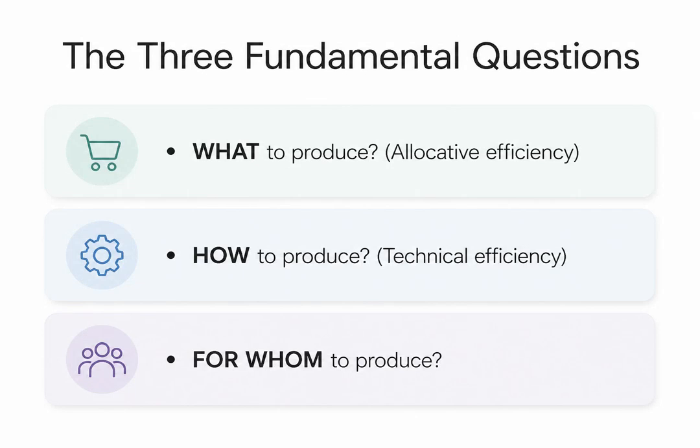Because resources are scarce, every society and economic agent must answer three basic questions. First, what should we produce? This is about allocative efficiency. Second, how should we produce it? This deals with technical efficiency and methods. And third, for whom are we producing these goods?